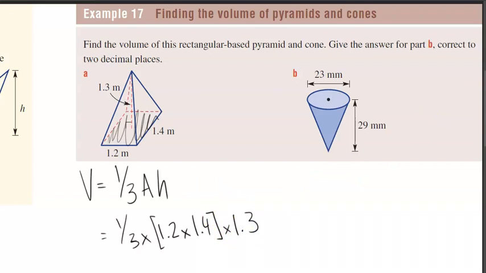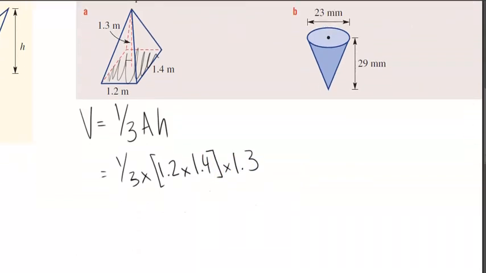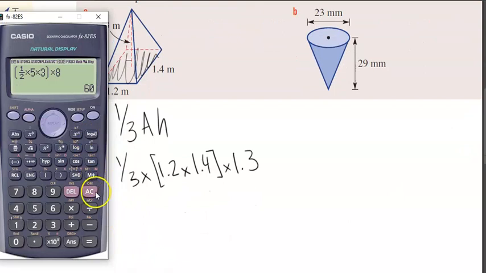If we were to calculate this in the calculator, make sure that we're using the fraction button and putting in 1/3. Don't put in 0.333 as a decimal. We want to keep it as accurate as we can, so we keep it in fraction form. You don't have to worry about the brackets in this case. I just put the brackets here to indicate where that base area came from. It's 1.2 times 1.4 times 1.3.